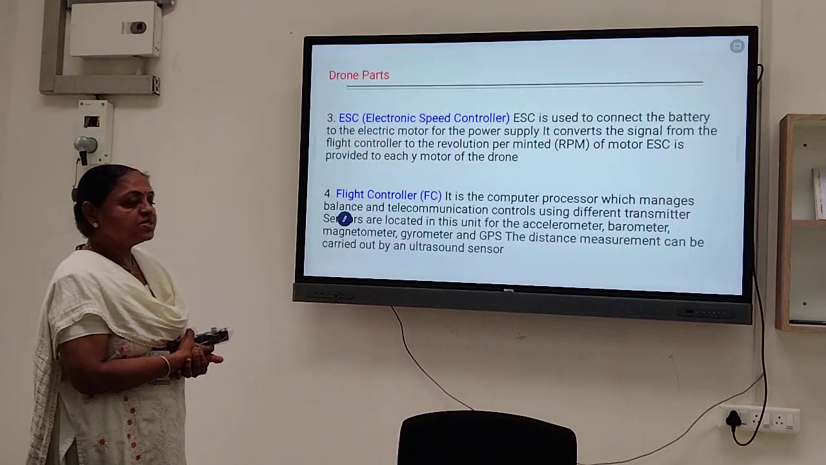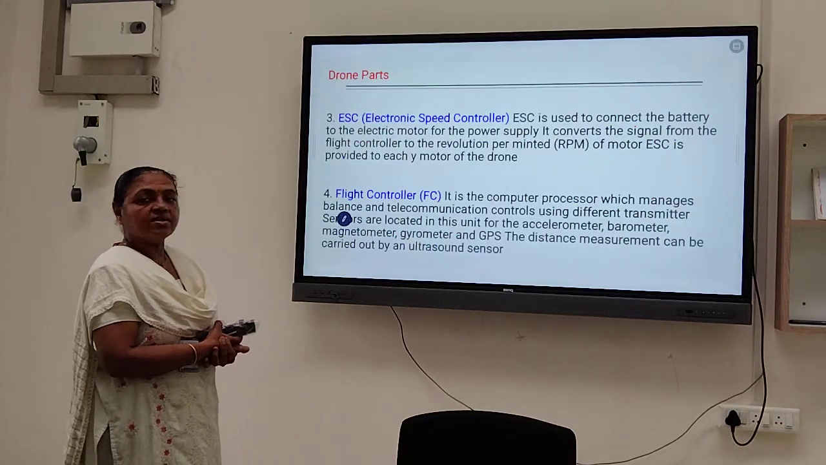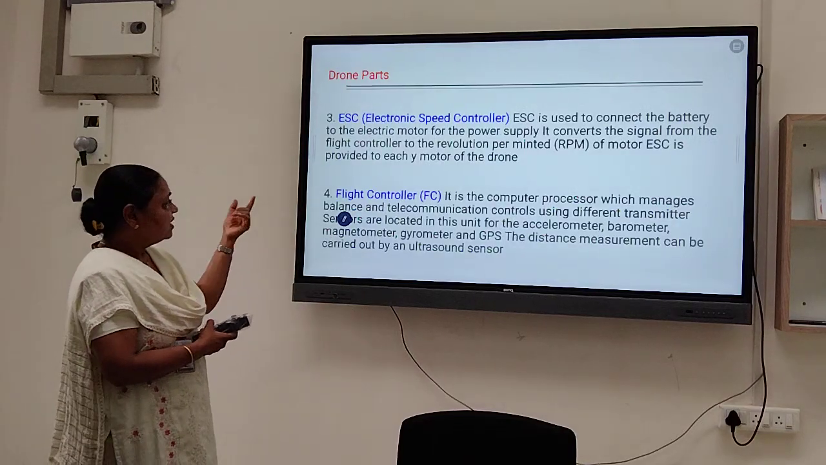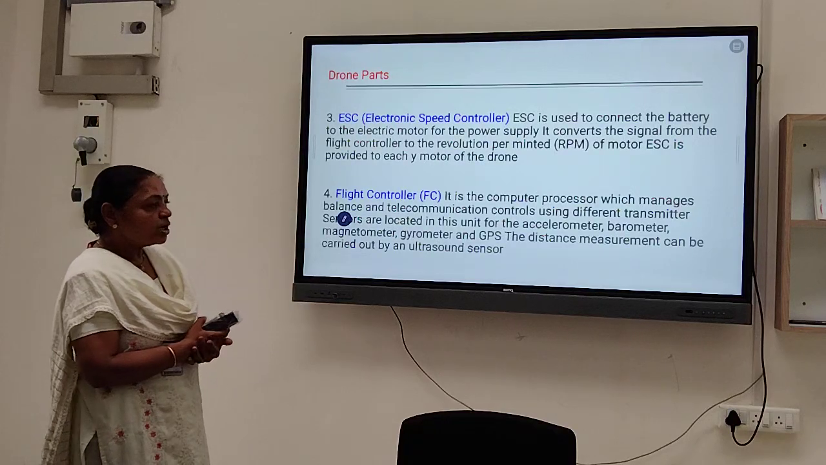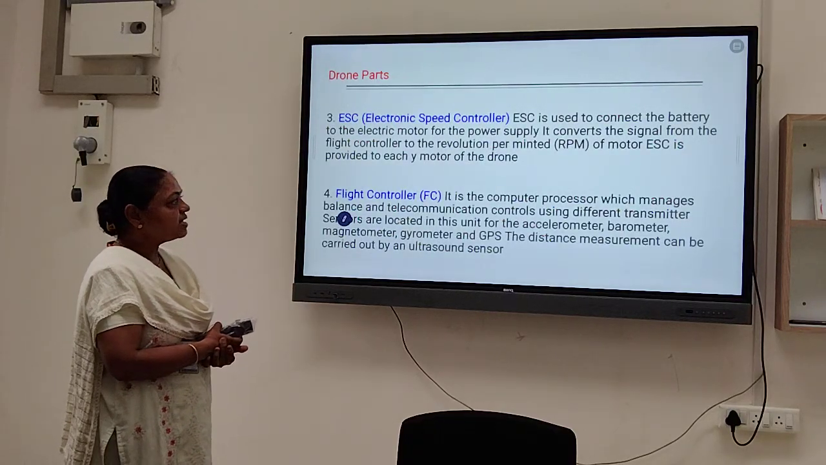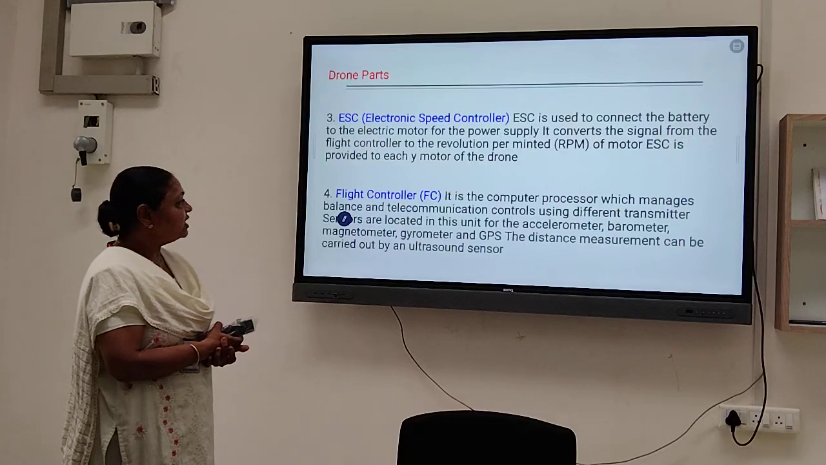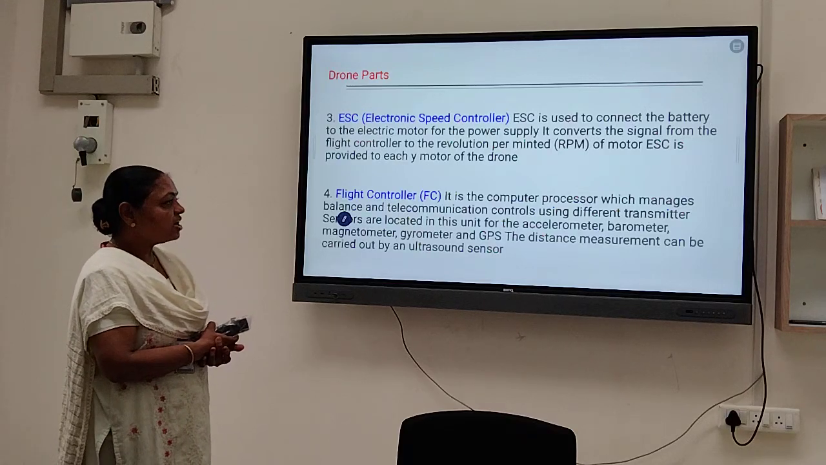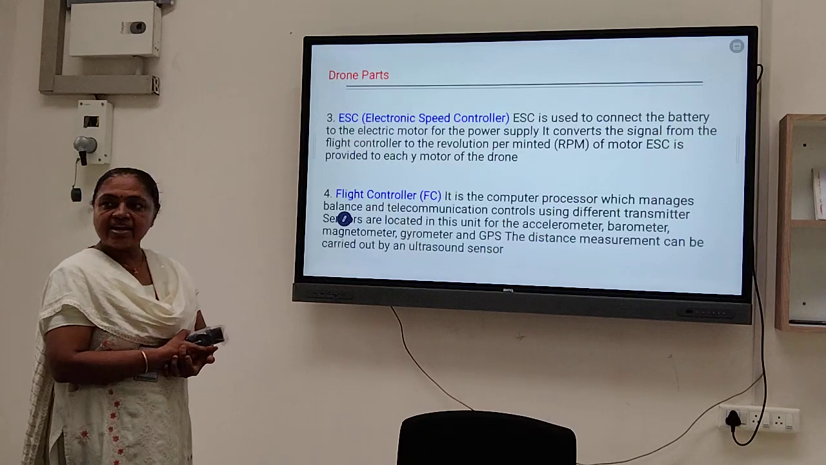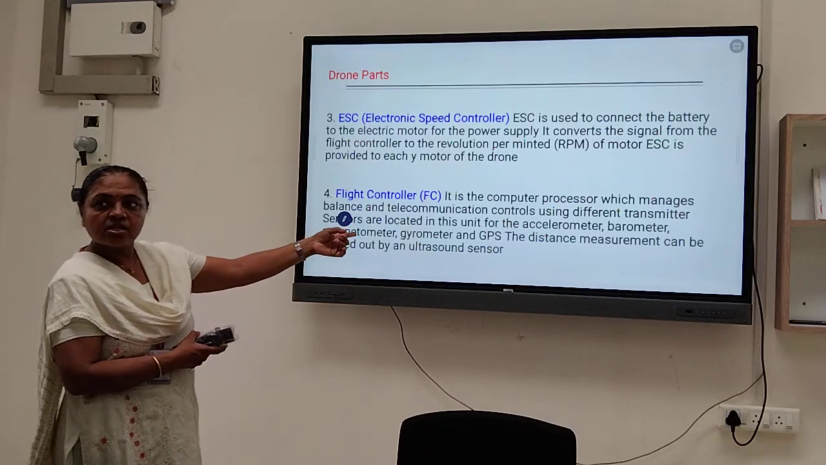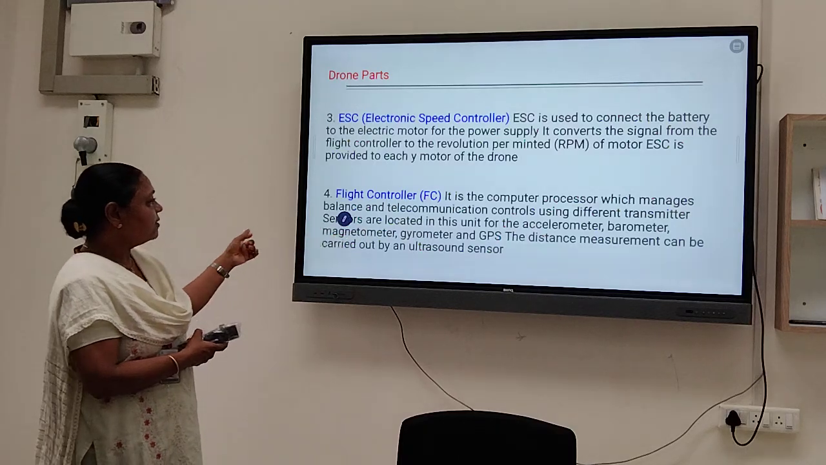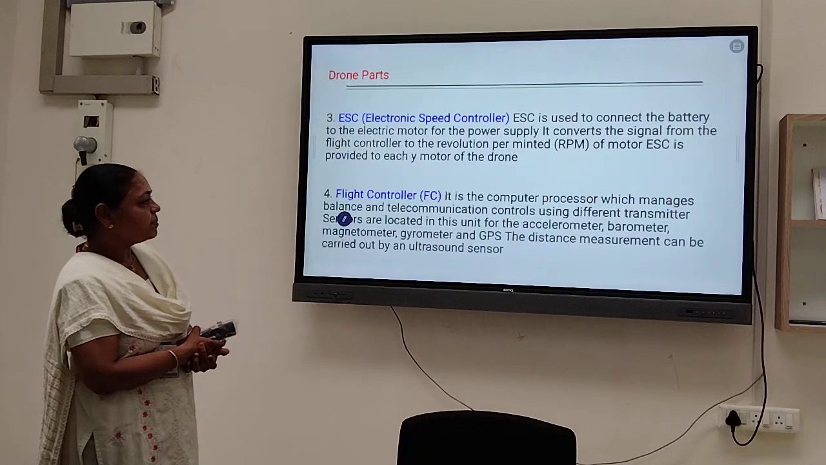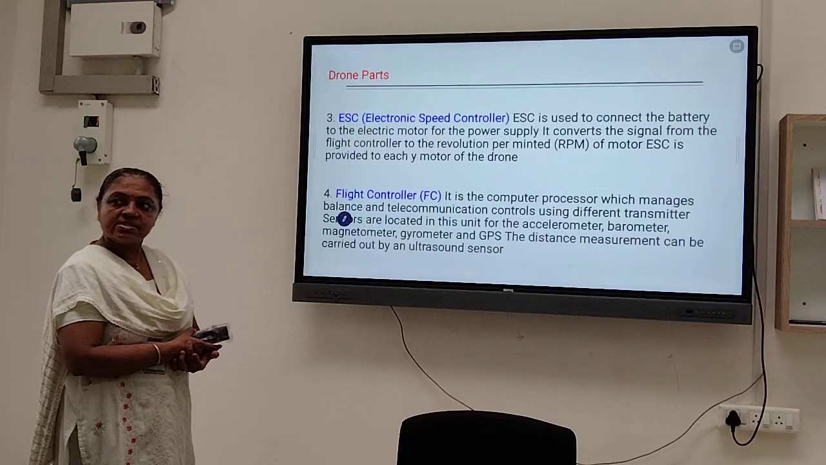Then the flight controller, FC. It is a computer processor, the main part of the drone, just like the CPU in a computer. The flight controller is a very important part. It is a computer processor which manages balance and telecommunication controls. Sensors are located in this unit: accelerometer, barometer, magnetometer, gyrometer. These are the sensors used in the drone, and also GPS. The distance measurement can be carried out by an ultrasound sensor.